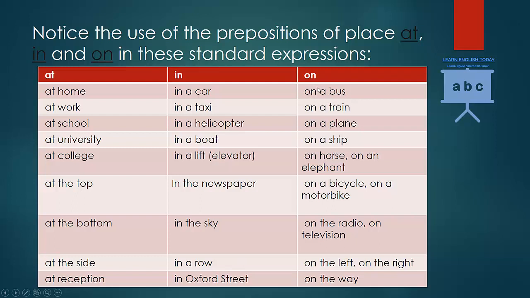On is used mostly for large vehicles. For example, on a bus, on a train, on a plane, on a ship, on a horse or on an elephant, on a bicycle, on a motorbike, on the radio. So for radio also we can use what? On, not in the radio. On the radio, on television, on the left, on the right. They are used mostly when you give directions. So you can use on the left, on the right, and on the way. So there are some standard expressions that we can use with at and on for each one. They have their special standard expressions.